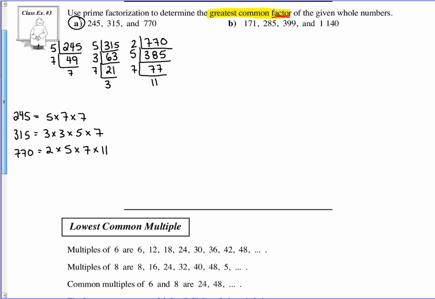So what do they have in common? A 7 and a 5. So what would be the GCF? What's in both or all 3? 5 times 7 or 35 would be your GCF. Okay, that's good? Not so bad? We're good to go on?